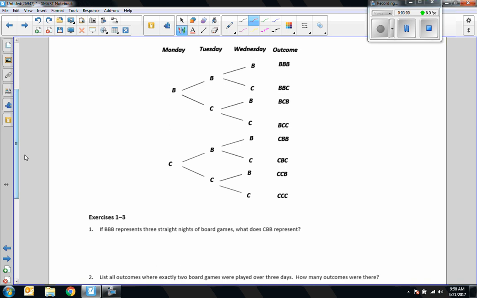So exercise 1 through 3. Starting with 1, it says, if BBB represents 3 straight nights of board games, what does CBB represent? That represents a card game on Monday, followed by board games on Tuesday and Wednesday. Okay. CBB is card game Monday, board game Tuesday, board game Wednesday.